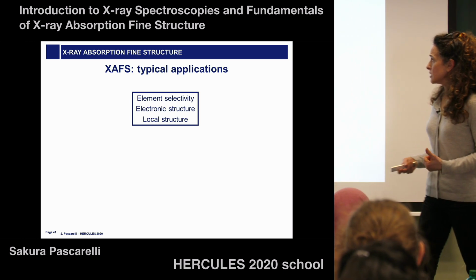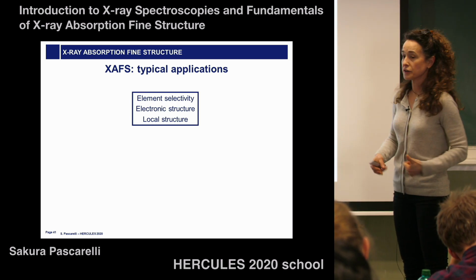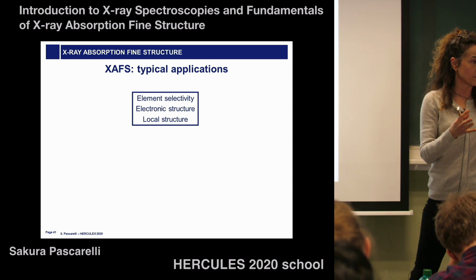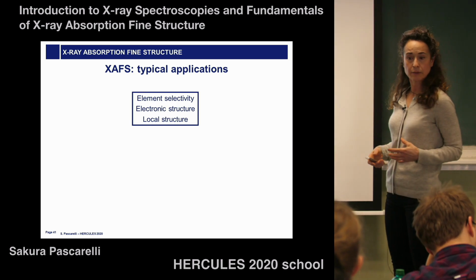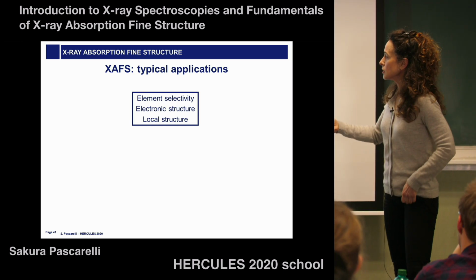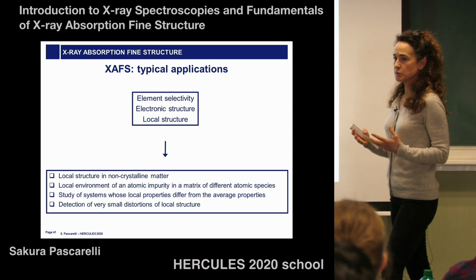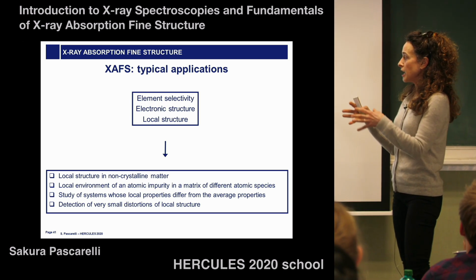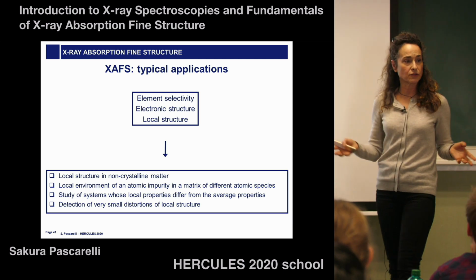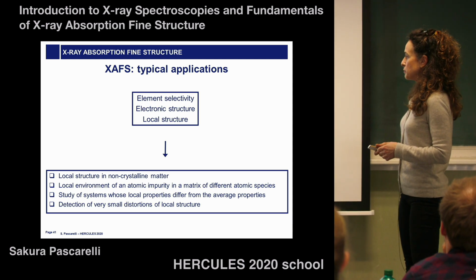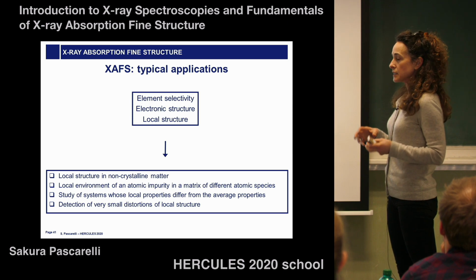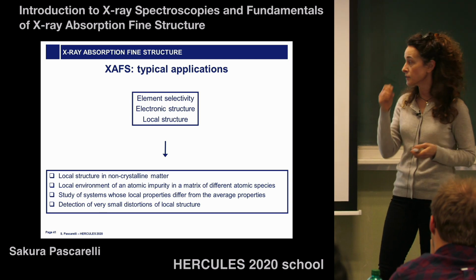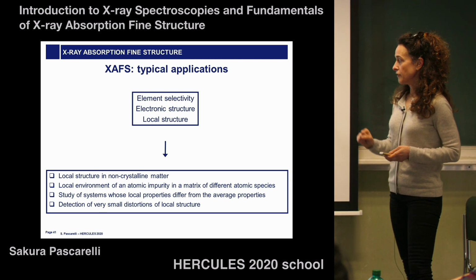Typically, applications are when you need element selectivity. For example, you're looking at a system which has many different elements, and you want to look at the environment of only one of them. This could bring you some information on electronic structure and local structure. Typically, EXAFS has been used to look at non-crystalline matter, amorphous systems, the environment of an impurity in a matrix that has completely different atomic species. It is also used to look at systems that have local properties which are different from the average, so systems which have big distortions inside the unit cell, for example, and also very, very small distortions.